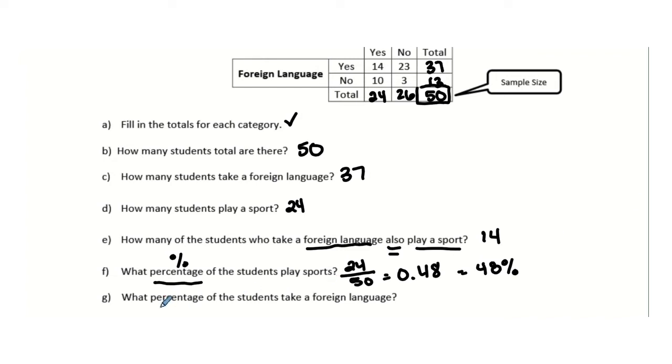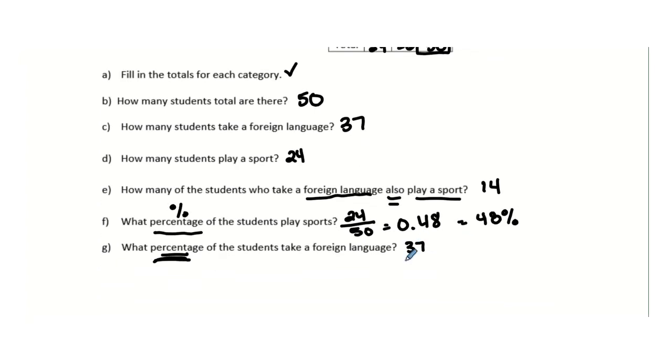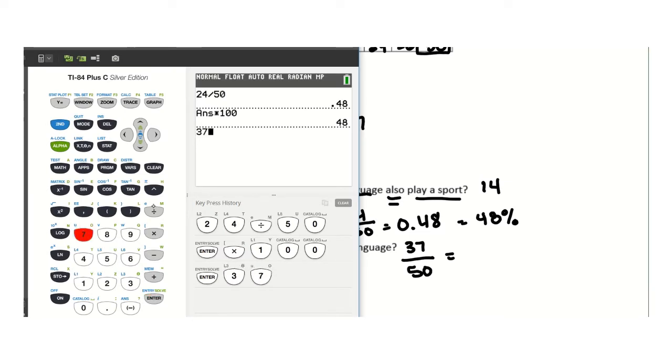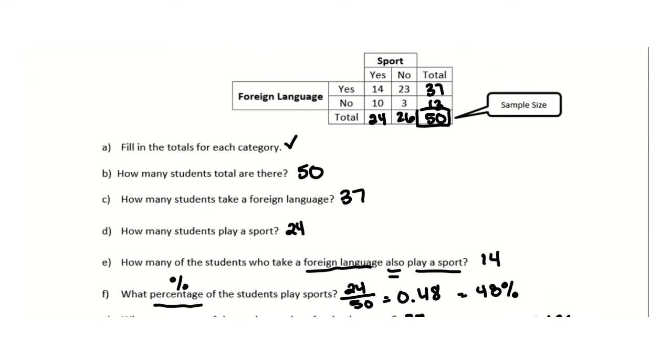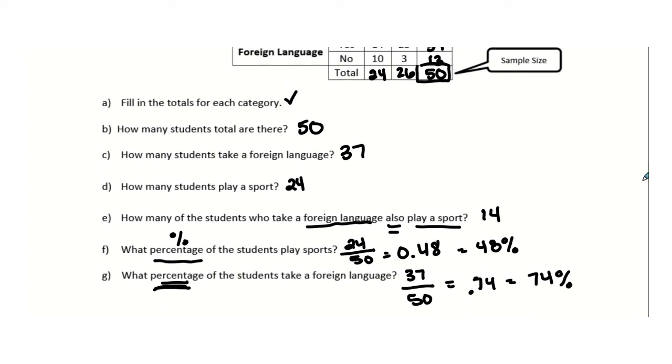The last question says, what percentage of students take a foreign language? So yes to foreign language is 37 students out of a total of the 50 students that were surveyed. So 37 divided by 50 is 0.74. When you multiply that by 100, you're going to get 74%. So this is called a two-way frequency table, and this is a type of information that we can get from a two-way frequency table.